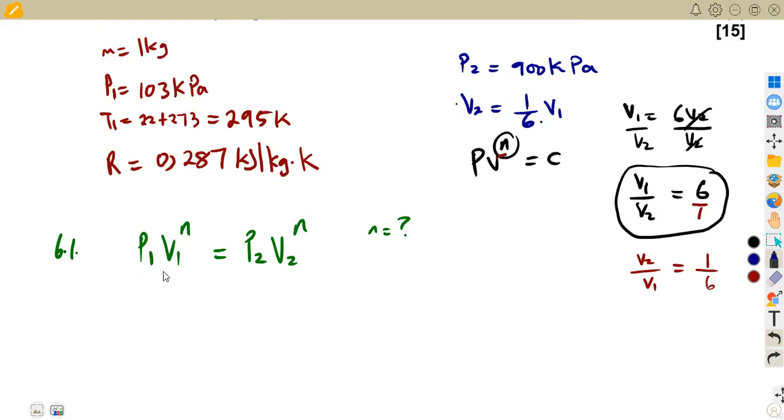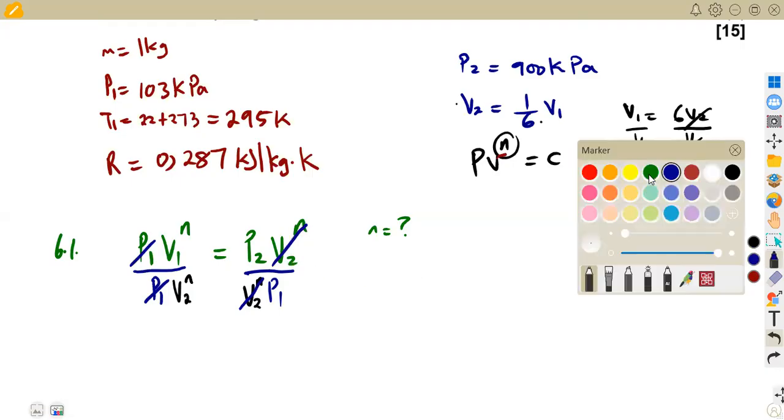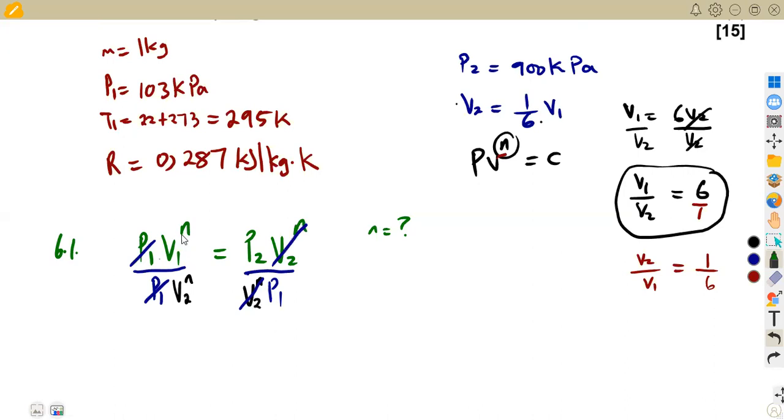So here, I'm just going to remove P1 this side. So I'm going to divide by P1 this side, divide by P1 this side. So meaning I'm going to remove P1. On this side, to remove this V2 to the exponent of n, I'm supposed to divide by V2 to the exponent of n, V2 to the exponent of n. So that means this V2 to the exponent of n and this one will cancel. So I'm going to remain with V1 to the exponent of n over V2 to the exponent of n, which is same as writing V1 over V2 to the exponent of n like this.